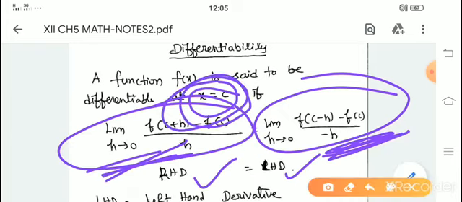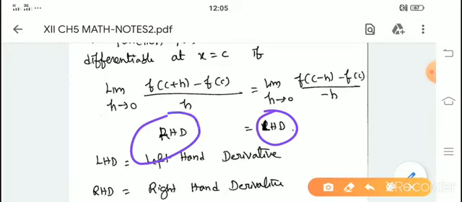So what is the important thing here? LHD and RHD are important. Those two need to be found, those limits must be evaluated.